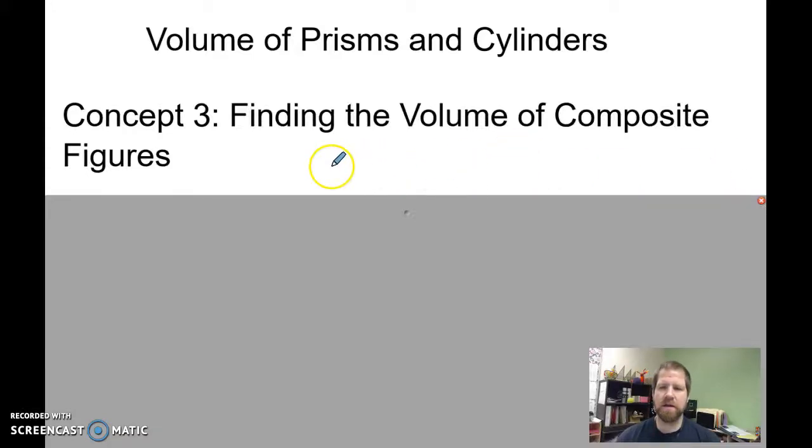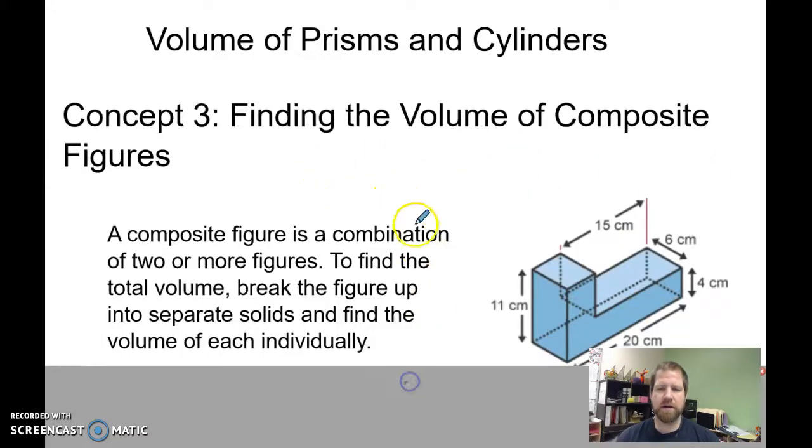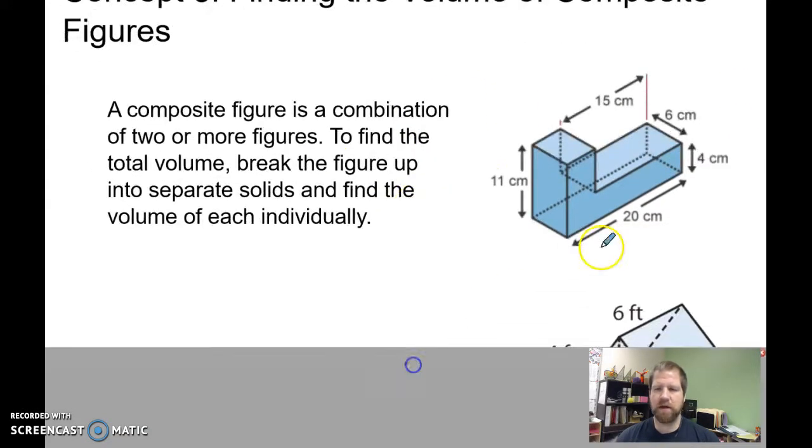Concept 3, finding the volume of composite figures. A composite figure is just a figure that's made up of two different solids. This one we can see is made up of two different rectangular prisms. What we're going to do is try to break that into its separate figures or separate solids so that we can calculate them individually and then add them together to find the total volume.